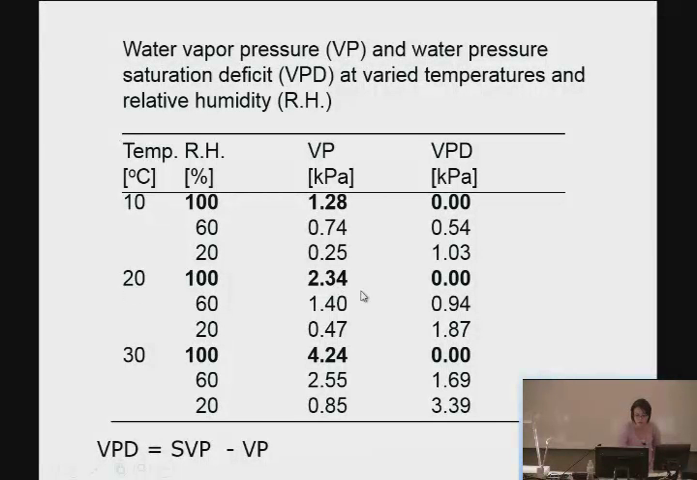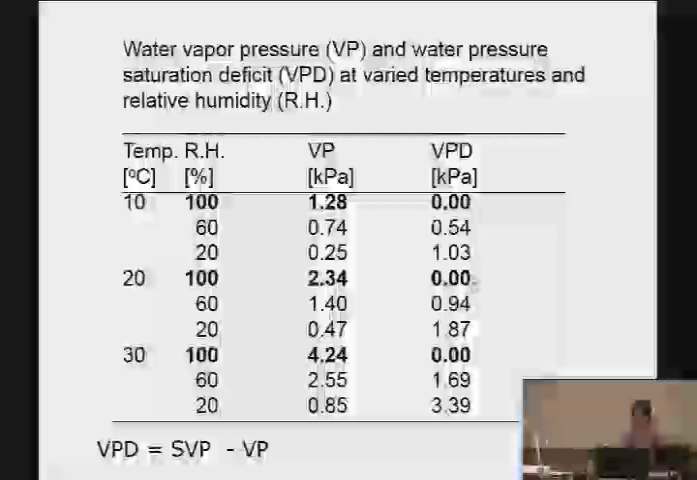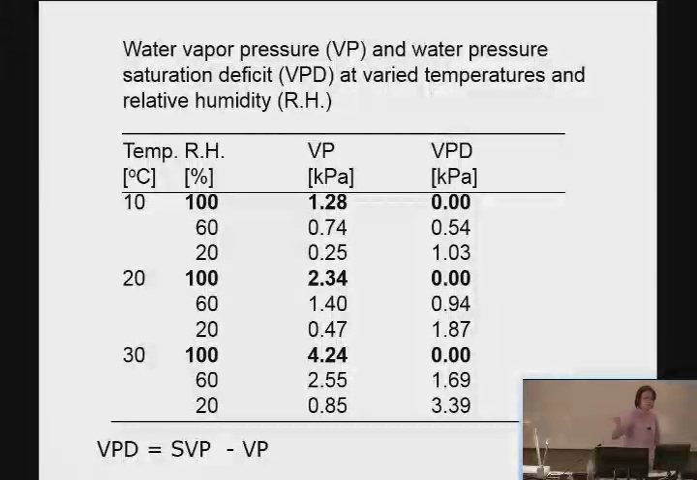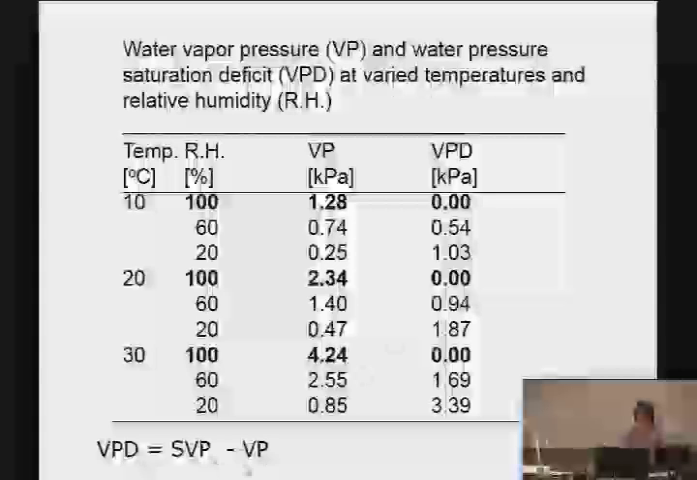At 20 degrees C, the saturation is much larger, but the same trend: when humidity declines, the VPD increases. So high VPD basically means low humidity. It's a little bit counterintuitive, but the greater the VPD, the lower the humidity. Again, VPD equals saturation vapor pressure minus current vapor pressure, okay?